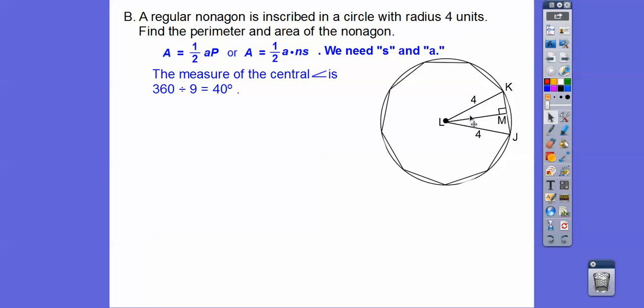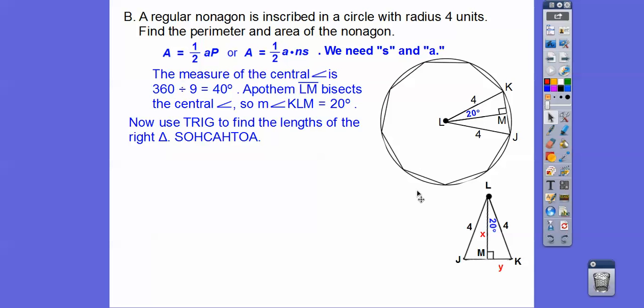That means this angle is half of that, because the apothem bisects that central angle, so it's going to be 20 degrees. Here's our triangle down here. I'll call this little piece y. We'll get y, and then we'll double it to get the whole side length. We're going to use SOHCAHTOA, and we need the apothem also, which we don't know. It just depends on what they give you. All they're giving us is the regular nonagon with that radius.